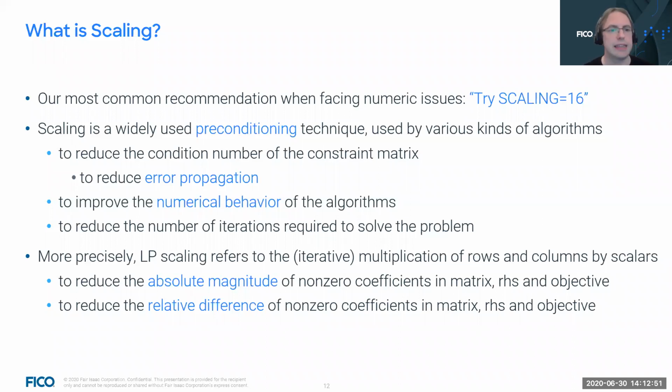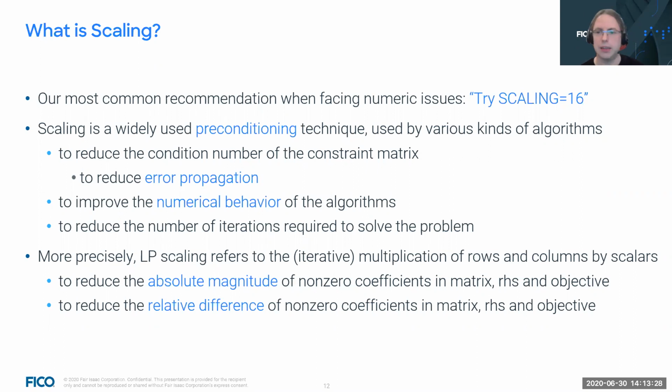And so what is scaling? Scaling is a widely used preconditioning technique that's used in various kinds of algorithms, not only in MIP solving. And the aim of scaling is to reduce the condition number, as mentioned before, in order to reduce the error propagation, which is exactly what the condition number tries to measure. And that's done to improve the numerical behavior of the algorithms that are run on the system later on, and also to reduce the number of iterations required to solve the problem. That's actually why people started to look into scaling.